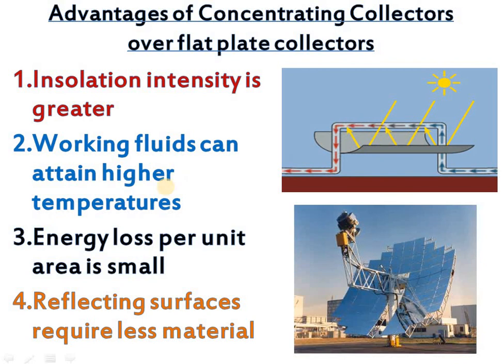And the last one is a very important advantage. A reflecting surface requires less material compared to an absorbing surface. In a flat plate we had an absorber, but in a reflecting plate we don't have any thick absorber, and the plate can be of thin type. So cost wise it is more beneficial. We need to spend a smaller amount of money to build a concentrating type of collector. So less material required means correspondingly less expense. So these are the four main advantages of concentrating type of collectors.